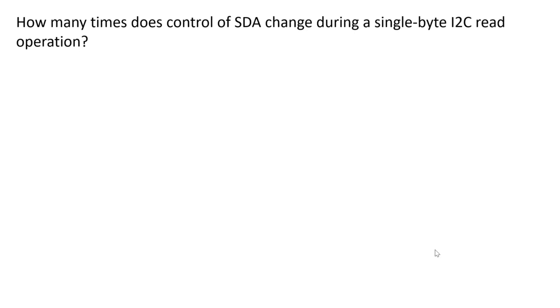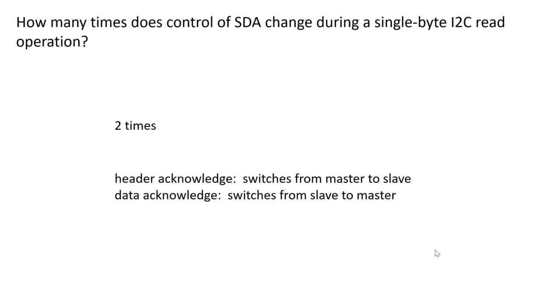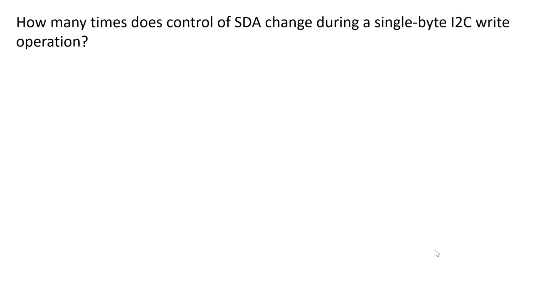How many times has the control of SDA changed during a single byte I squared C operation? 2 times? Why? Well, the SDA starts out under control from the master. It changes hands to the slave for the acknowledgement of the header. And then if you're doing a read operation, the slave keeps control of SDA, and the control only changes back to the master for acknowledging the data. So only 2 times. The header acknowledge switches from the master to slave, and for the data acknowledge, you switch from the slave to the master.